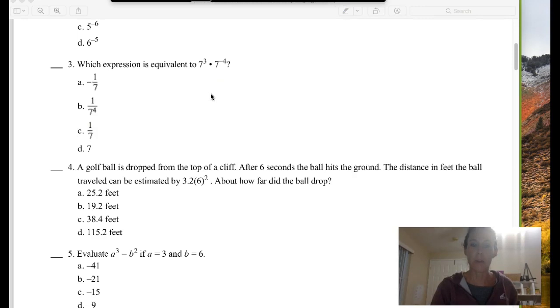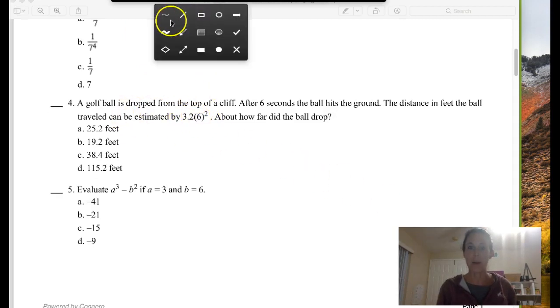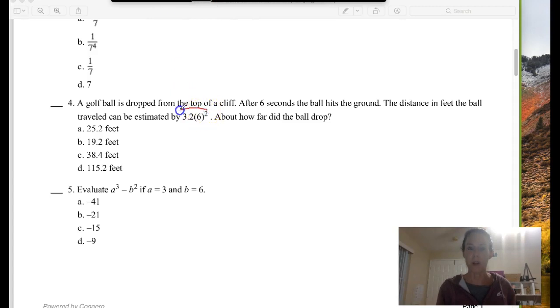A golf ball is dropped from the top of a cliff. After 6 seconds, the ball hits the ground. The distance in feet the ball traveled can be estimated like this. About how far did the ball drop? All they're asking me to do is multiply this out. They just want to know how far did the ball drop? Well, the distance traveled can be estimated by this.